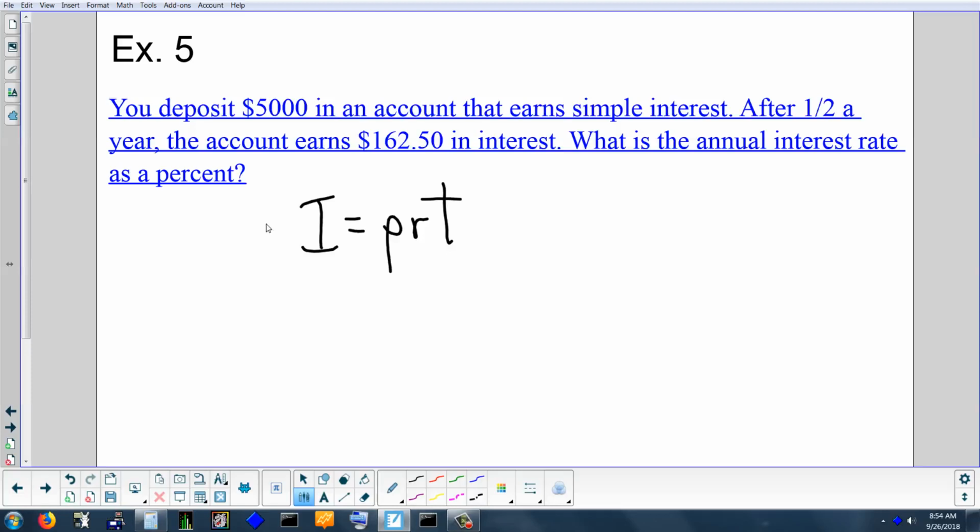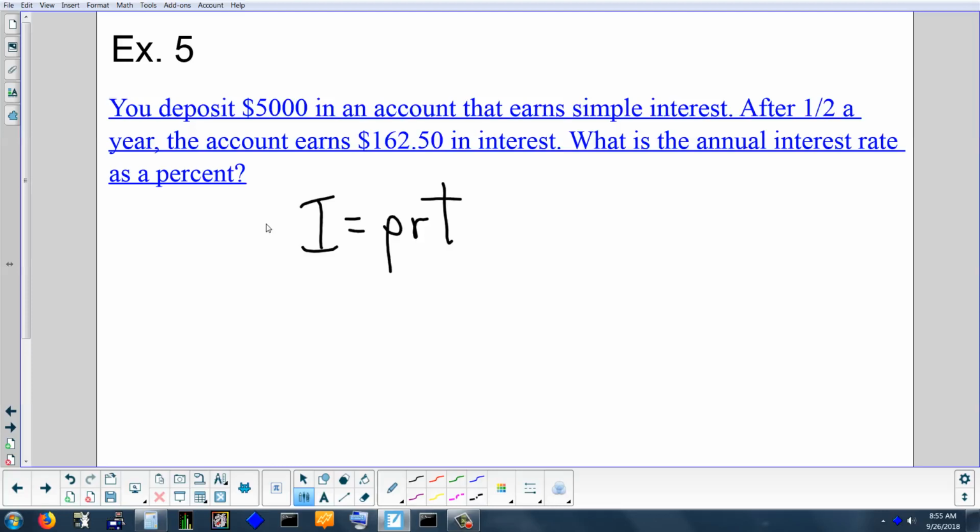I is interest. P stands for what? Principal, right? What does principal mean, guys? How much money goes in? Exactly, the amount of money you're putting in, what you're starting with, the amount you deposit. So 5,000 would be the P. R is going to be the rate, which in this problem we don't know.